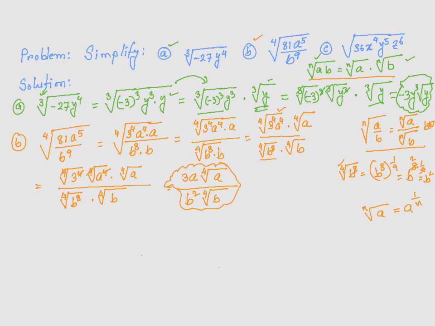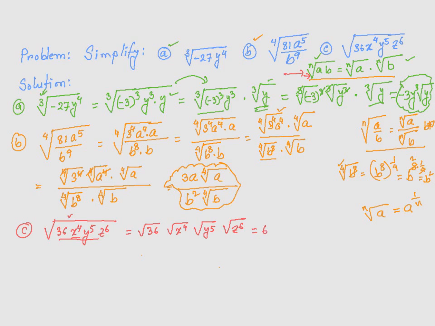Now let me go ahead and simplify the last one, c, which is square root of 36 x to the power 4 y to the power 5 z to the power 6. By using this property repeatedly, I could break it down to square root of 36 times square root of x to the power 4 times square root of y to the power 5 times square root of z to the power 6. I have just applied this rule repeatedly. So in general, if you have multiple terms under the radicals like this, you could just distribute the radicals to all of them. Now square root of 36 is 6.